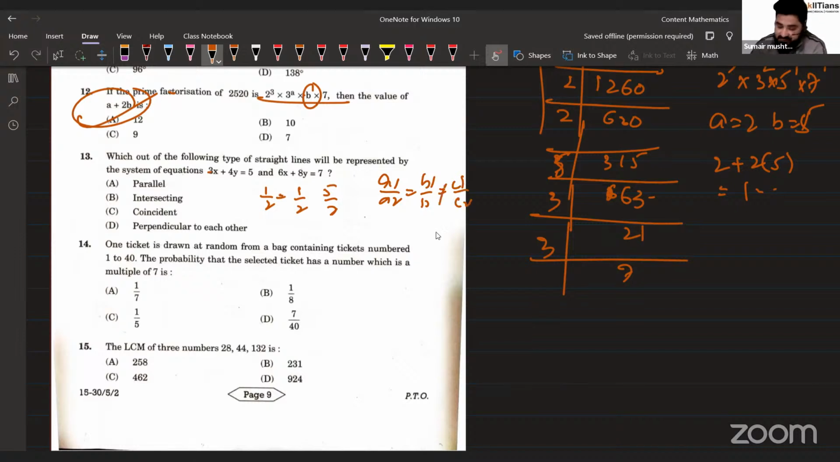So what is the condition? Are they parallel? Are they intersecting? Are they coincident? Are they perpendicular to each other? Let me know, everyone, in the chat. Parallel. Very good. These are parallel lines. Okay. Next.